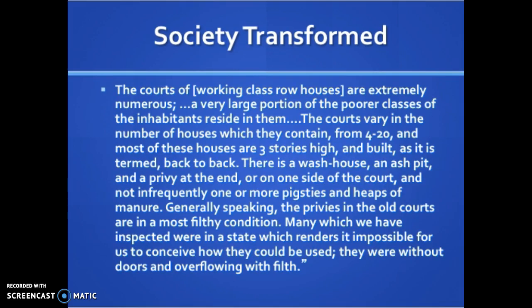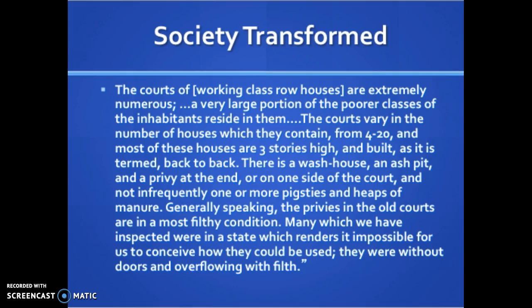The courts of working class row houses are extremely numerous. A very large portion of the poorer classes of the inhabitants reside in them. The courts vary in number of houses which they contain, from 4 to 20, and most of these houses are 3 stories high, and built as it is termed back to back. There is a wash house, an ash pit, and a privy at the end, or on one side of the court, and not infrequently one or more pigsties and heaps of manure.